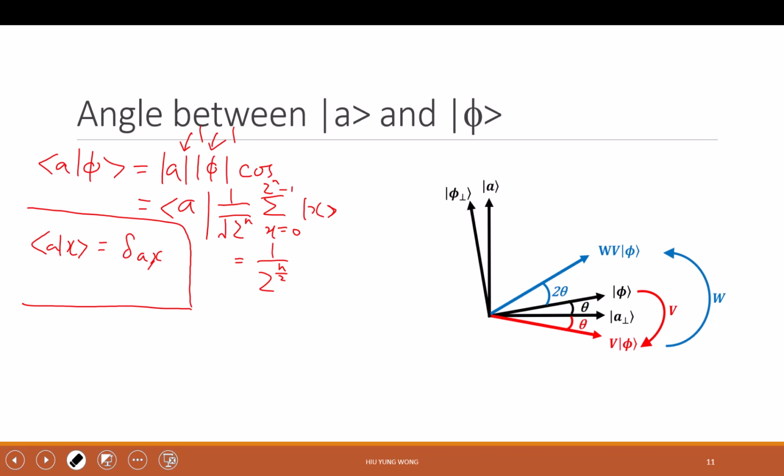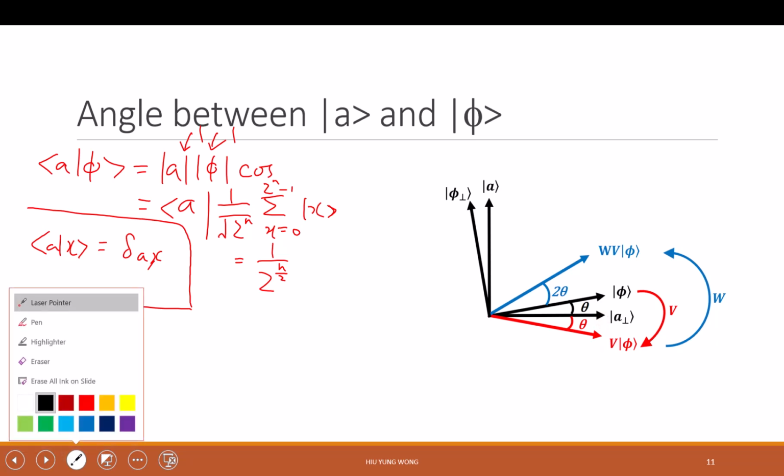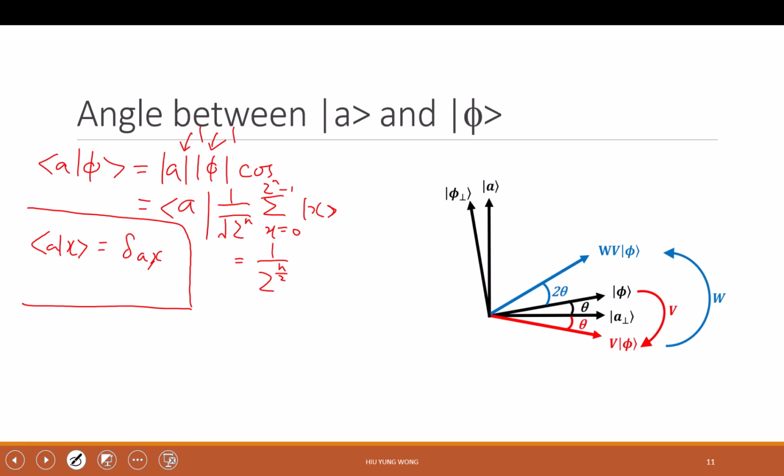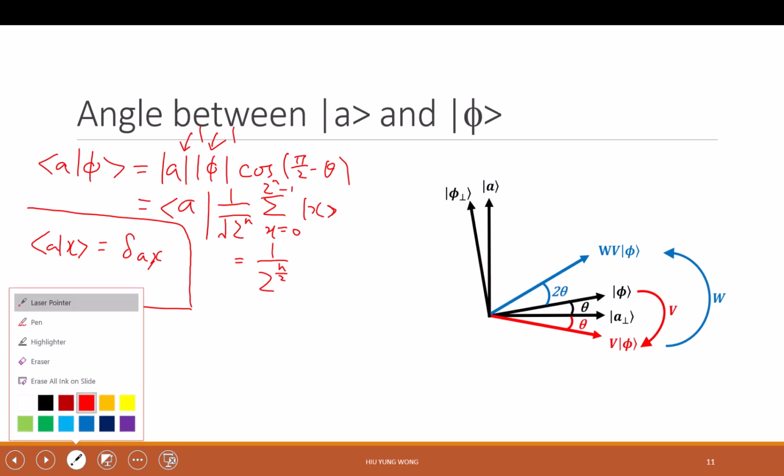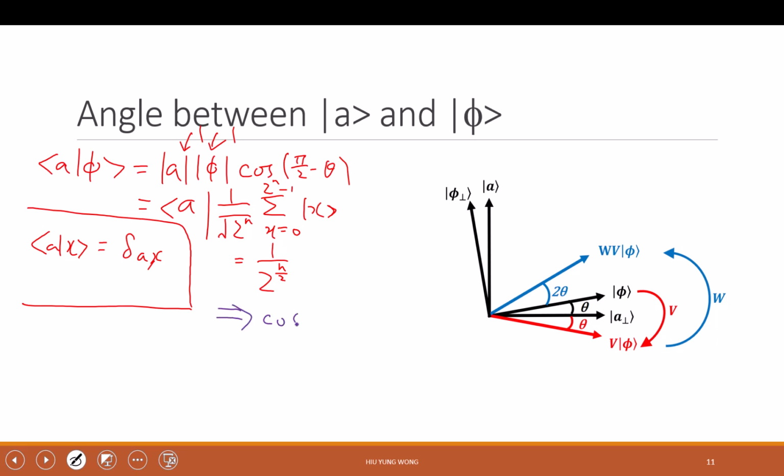Because I'm asking the inner product, the angle between A and phi, not A and A perpendicular. Okay? So what is that? It's cosine what? Their angle is pi over 2 minus theta. Right? Because this is the angle between phi and A. Okay? So this math tells me that cosine of pi over 2 minus theta equals 1 over 2 to the power n over 2. But what is cosine of pi over 2 minus theta? Sine theta equals 1 over 2 to the power n over 2.